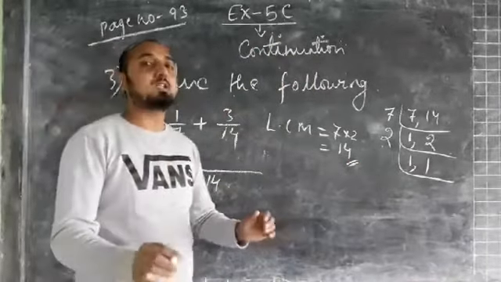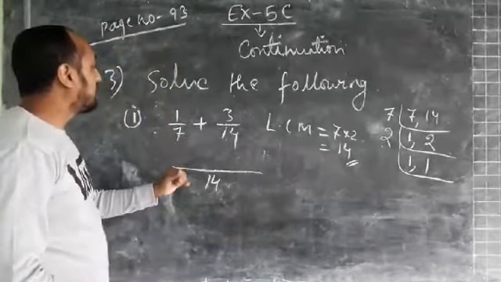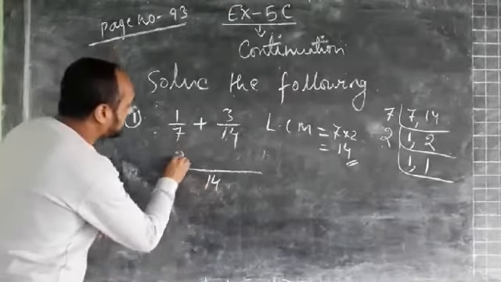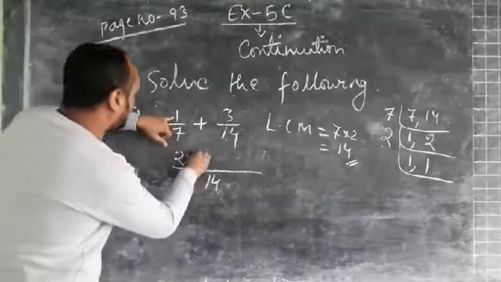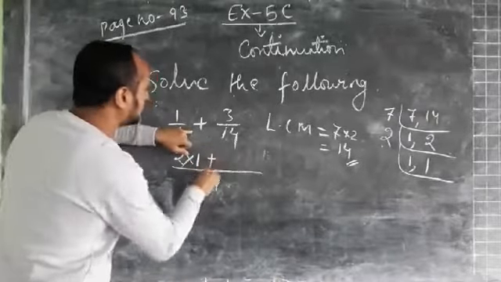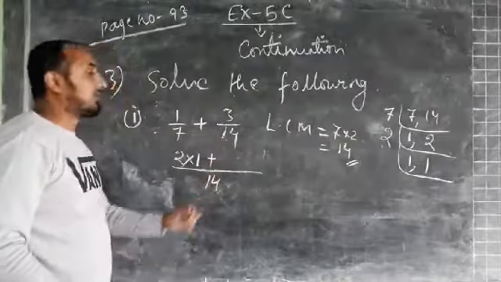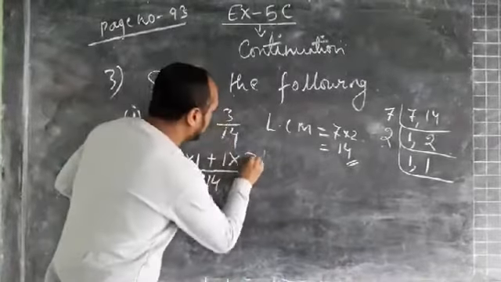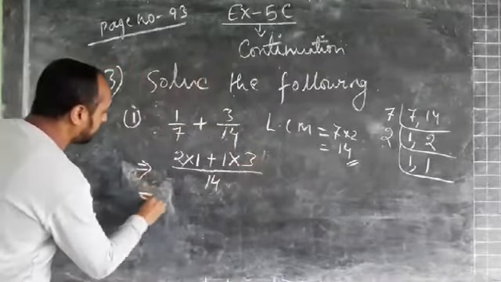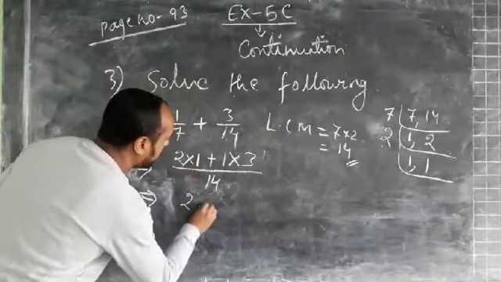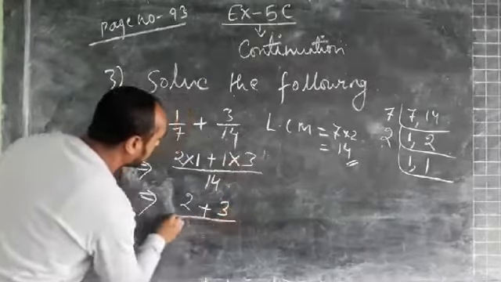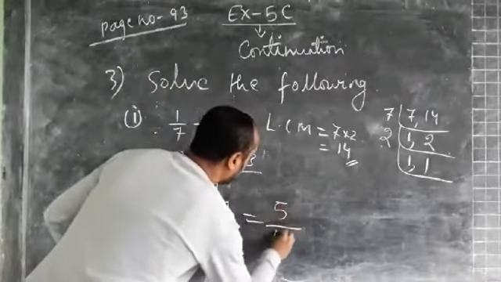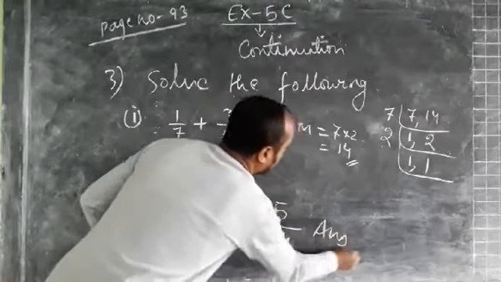Now after taking LCM we have to divide 14 by 7. So 7 2s are 14, it will go 2 times. Then at the numerator we have 1 plus, and we divide 14 by 14. So 14 1s are 14, into whatever we have in the numerator. Next step we have 2 1s are 2 plus 3 1s are 3 divided by 14. So 2 plus 3, here we have 5 by 14. So this is your answer.